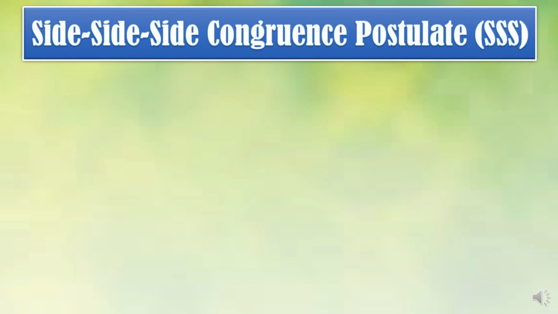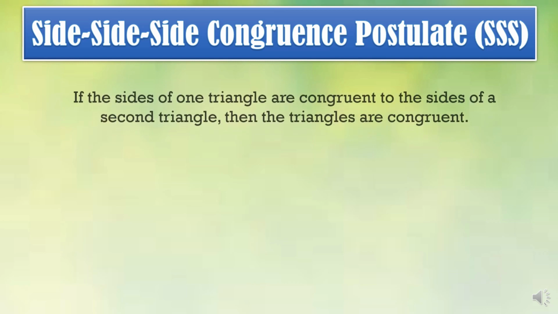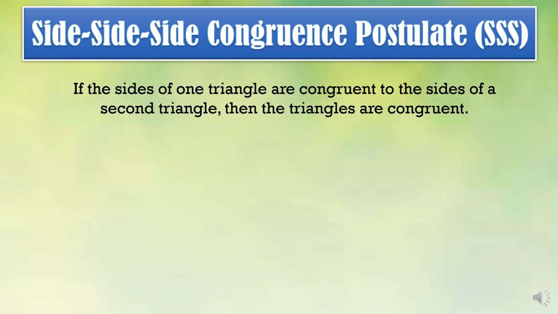We have the side congruence postulate, or we call it the SSS congruence postulate. If the sides of one triangle are congruent to the sides of a second triangle, then the triangles are congruent.